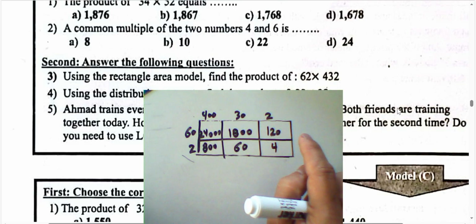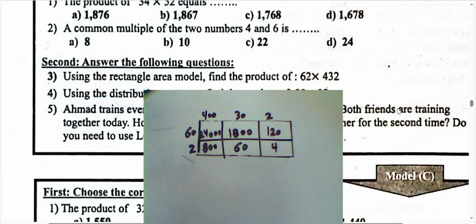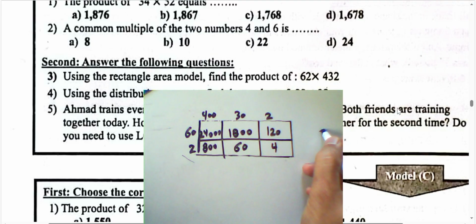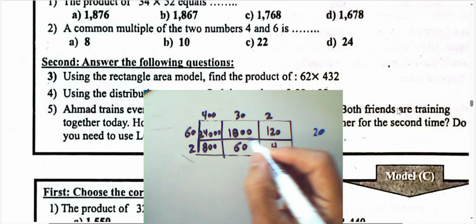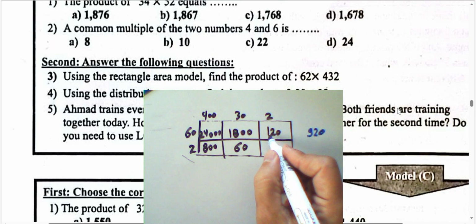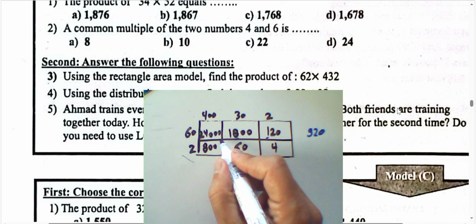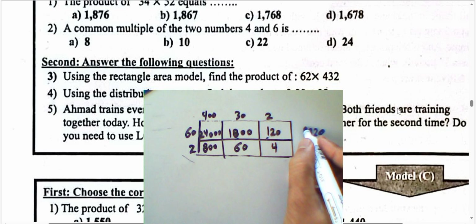And then add it together to find the total area. 0 plus 0 plus 0 equals 0 outside. 2 plus 0 plus 0 equals 2. 1 plus 8, 9. 9 plus 0 equals 9. Okay, 1 plus 8, 9. 9 plus 0, 9. 1 plus 4, 5.